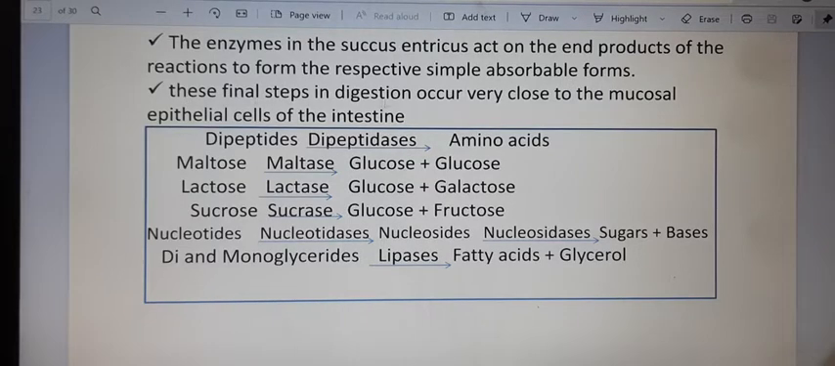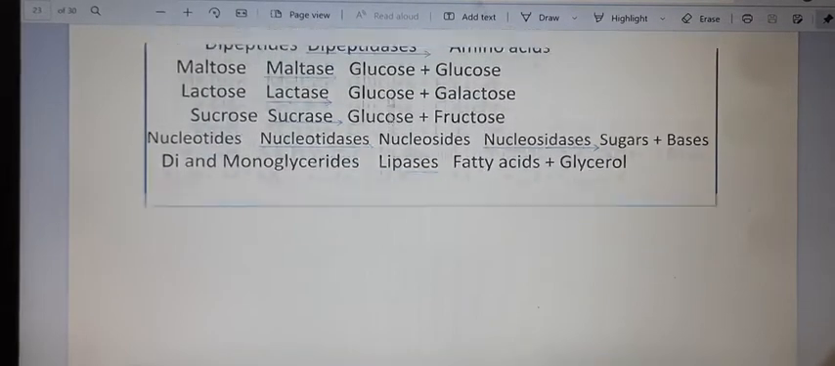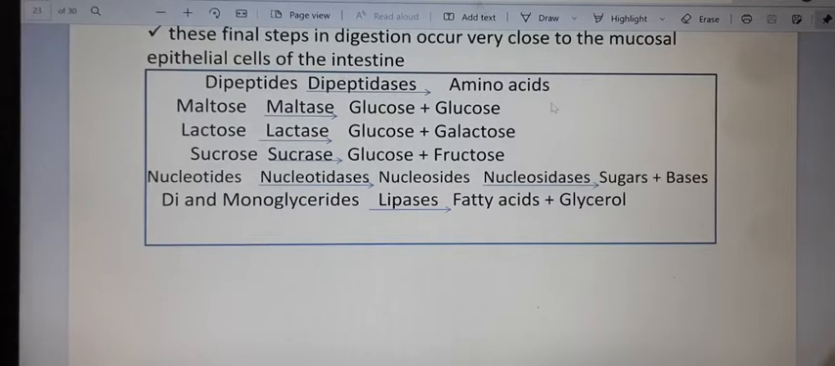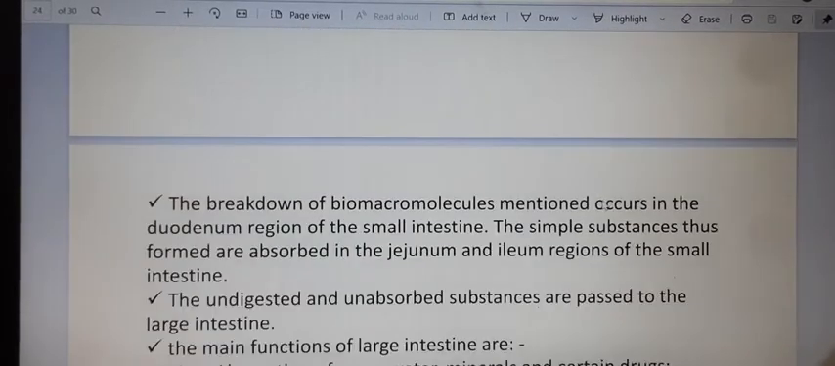So these final steps in digestion occur very close to the mucosal epithelial cells of the intestine. So dipeptides are converted into amino acids, maltose into glucose and glucose, lactose into glucose and galactose, sucrose into glucose and fructose, nucleotides into nucleosides and nucleosides into sugars and bases. Di- and monoglycerides are converted into fatty acids and glycerol.